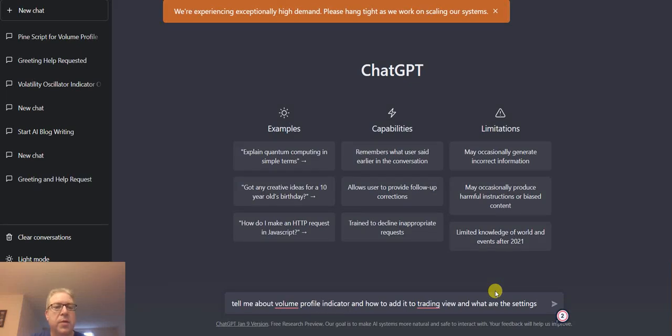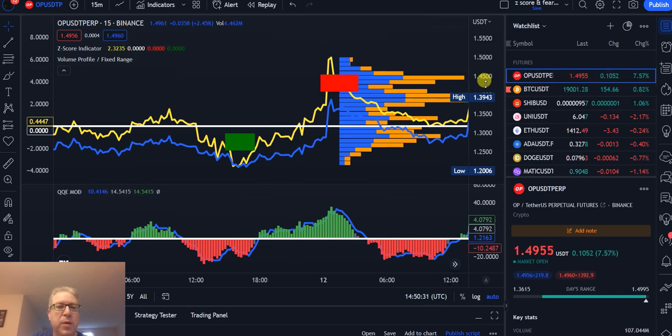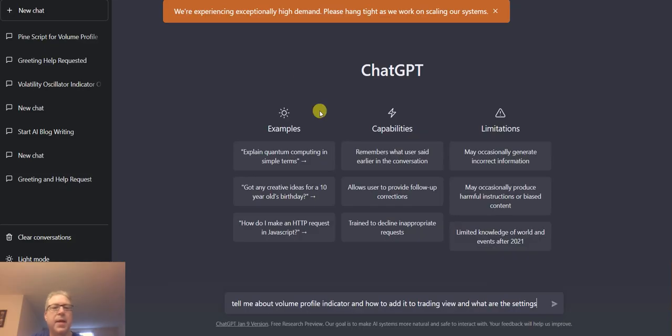How to make tons of money using ChatGPT and TradingView. Look at this great trade that we got on Optimism. We'll get to this in a minute. I also added another indicator.